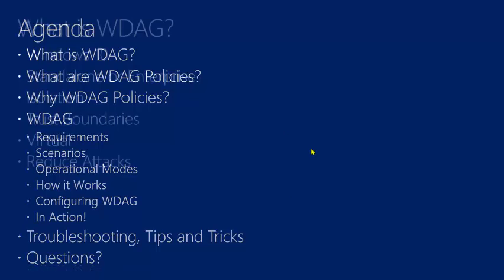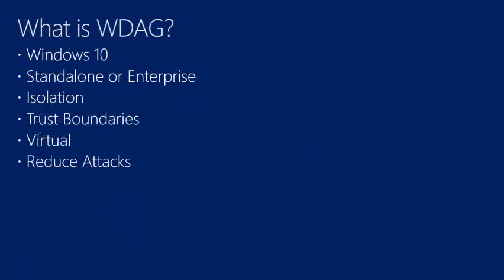So in terms of what is Windows Defender Application Guard, this is something that is a Windows 10 thing only. It's a component of Windows 10. It's built in. Basically, you just need to enable it. There are two modes of operation for Application Guard. There is a standalone mode where you can enable it if you're a user or whatever, and you can effectively launch a session in Application Guard.